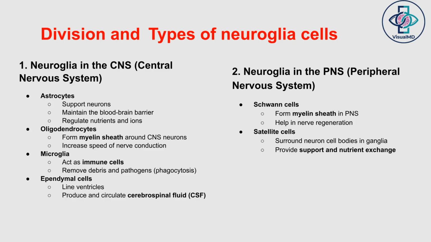Neuroglia are divided into cells of the CNS and PNS. In the CNS, we have astrocytes, which maintain the blood-brain barrier, oligodendrocytes that form the myelin sheath, microglia as immune cells, and ependymal cells that produce and circulate CSF. In the PNS, Schwann cells form the myelin sheath, and satellite cells provide support and nutrient exchange.